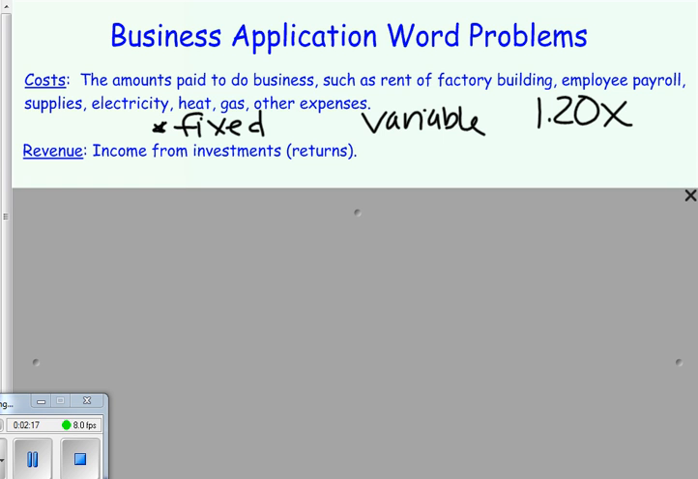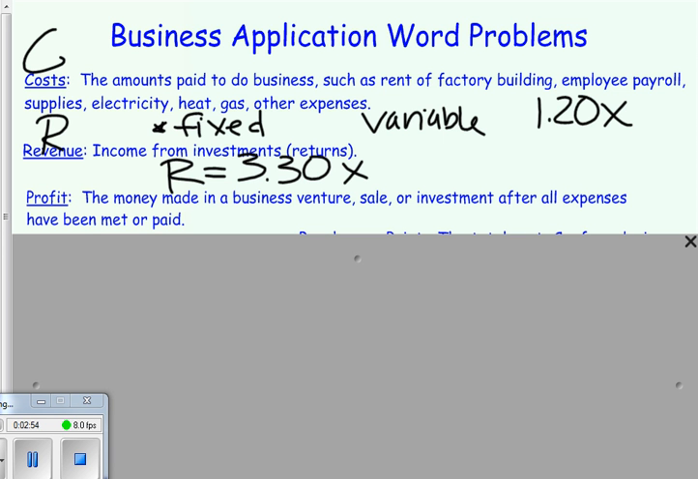And then revenue. We label cost with the C, and revenue is an R. That's income from investments. So if we sell 20 bags of dummies and we sell them at $3.30, then that's our revenue. For a bag of dummies, our revenue would be $3.30, if that's how much we're selling them for. So revenue is the money in.